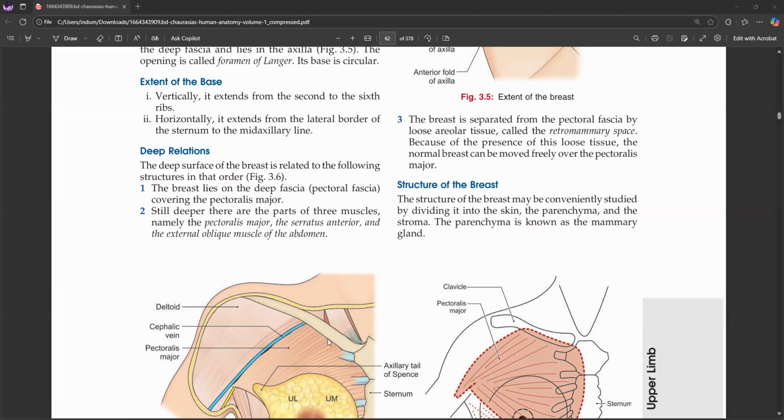Number 3. The breast is separated from the pectoral fascia by loose areolar tissue called the retromammary space. Because of the presence of this loose tissue, the normal breast can be moved freely over the pectoralis major.